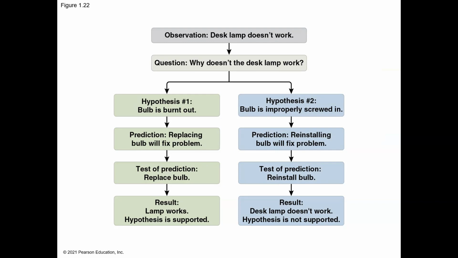The result is that the lamp doesn't work. So your hypothesis is incorrect, that the bulb is not improperly screwed in. So if hypothesis number 2 was your first experiment, then what scientists will do is go back and test another hypothesis, which hopefully would be the first hypothesis that the bulb is burnt out, and then they would try it that way.